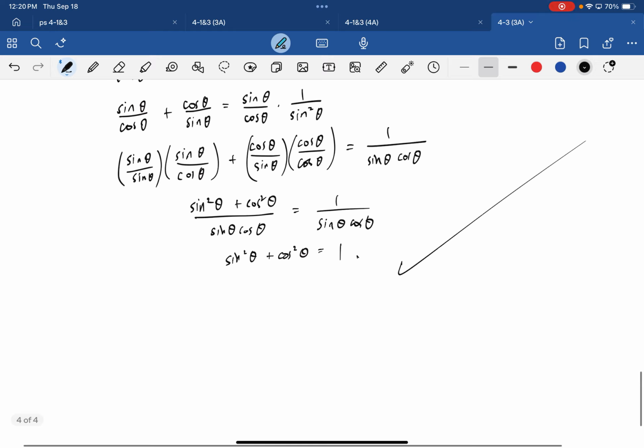Okay, here's the easy one. I get it now. I see what you did. If you guys want an easier one to try, just do this one. Just try proving that first: tangent theta times cosecant theta equals secant theta.